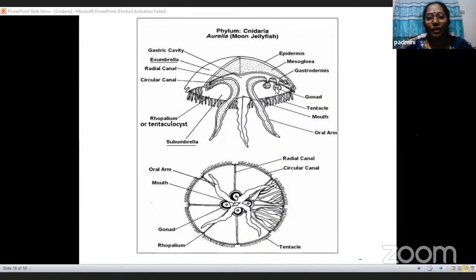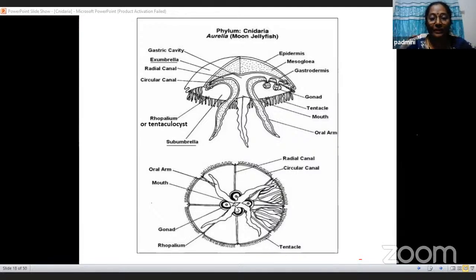And you have those gonads. 4 gonads are found on either side of the mouth. So 4 gonads over there. You have those tentacles, the mouth. The mouth is covered by oral arms like this. So you have 4 oral arms. This side of the oral arm is chopped off so that you can see what is there inside. And this is a tentaculocyst, also called the rhopalium, which is sensory in nature.